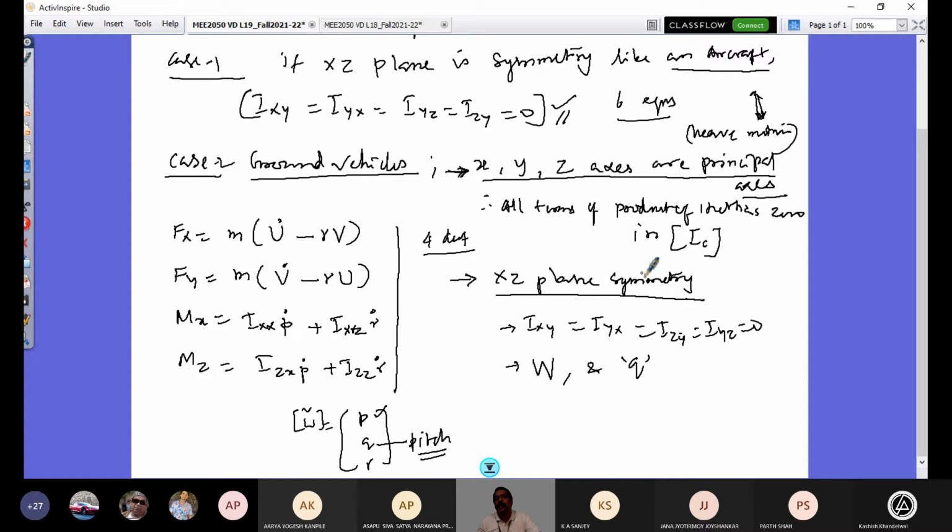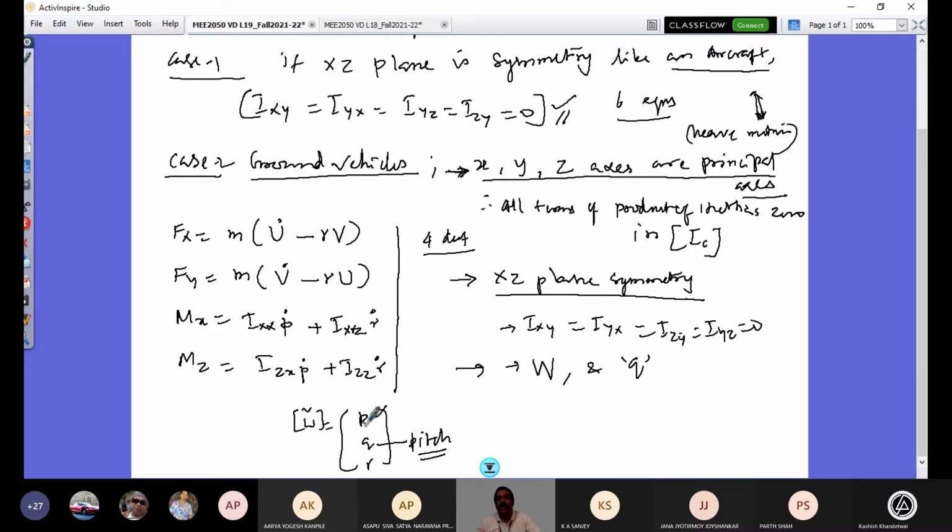So W and Q can be neglected with the plane of symmetry assumption. This is my second part. So if I do all this, my equations reduce to these 4 numbers. The 6 equations reduce to 4, and this is quite sufficient to study your control as well as stability.